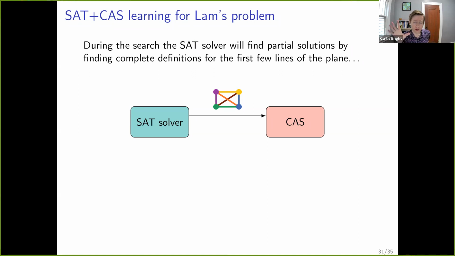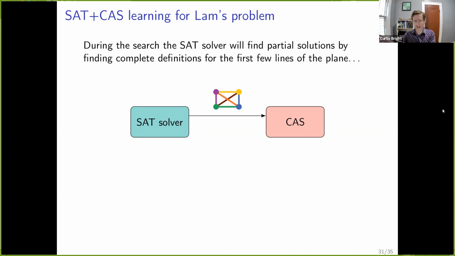And we know that a computer algebra system is really good at detecting these isomorphisms or symmetries, right? So here's how it works. As the SAT solver is doing its search, it's finding partial solutions, right? So it's going to be a complete definition for all of the points and lines up to some point. Here's just one I give on the slide as an example, right? You have 4 points here and 6 lines.